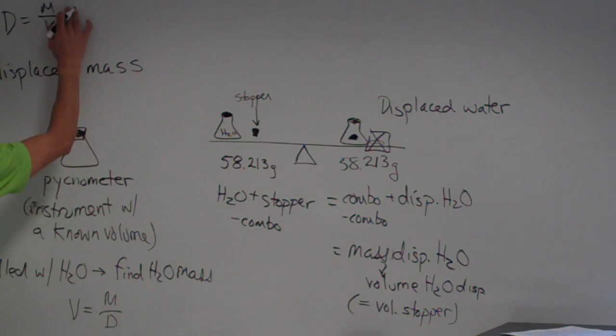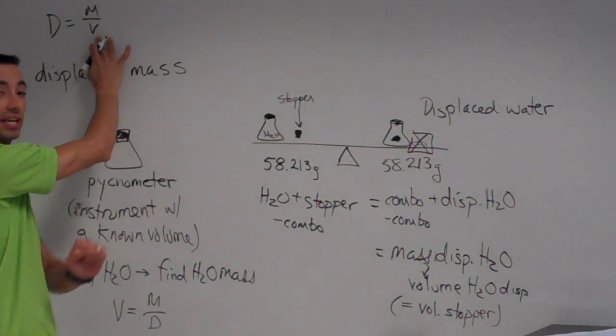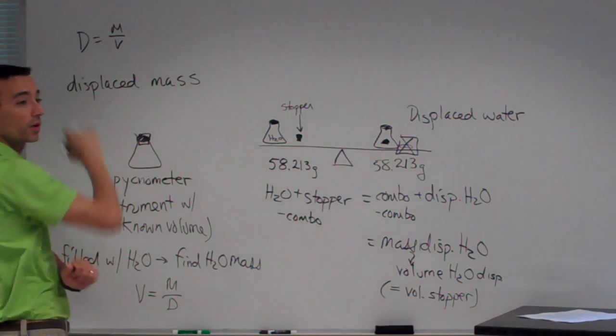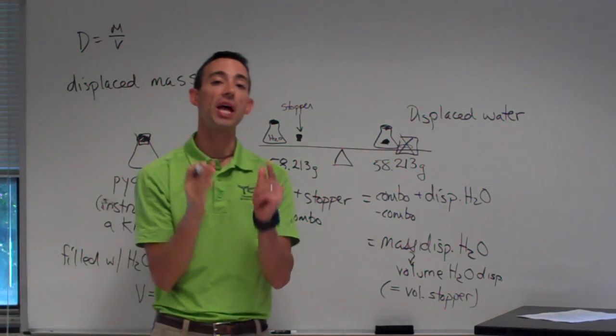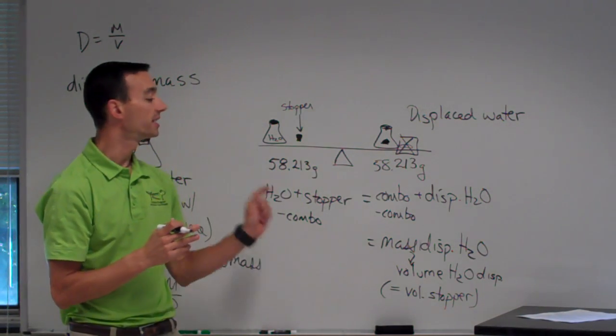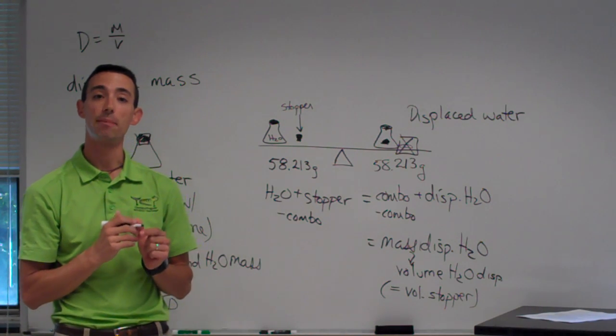Now you have the mass of a stopper and its volume via the displaced mass of water. Therefore, you have what we believe will be the most accurate means of determining the density of that rubber stopper.